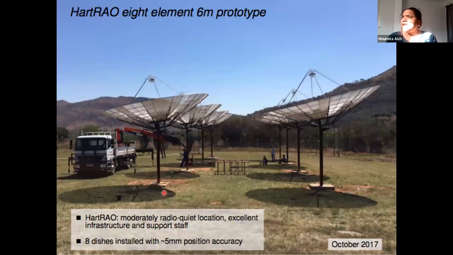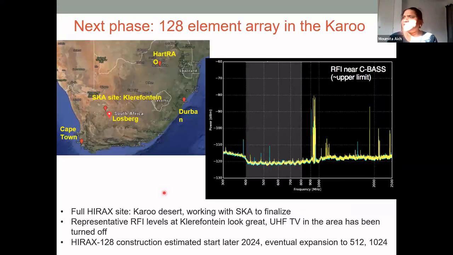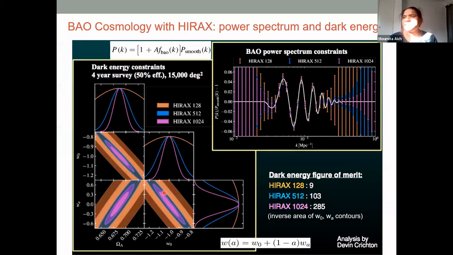Right, okay, I'm going to skip through these slides because I'm pretty sure there are more recent slides, and move on. This is just showing you some of the early cosmology, which was done by Devin. The dark energy parameters are constrained here. And then you have the BAO power spectrum constraints, which you can get from HIRAX, with the 128 element, and then 512 and 1024 element.